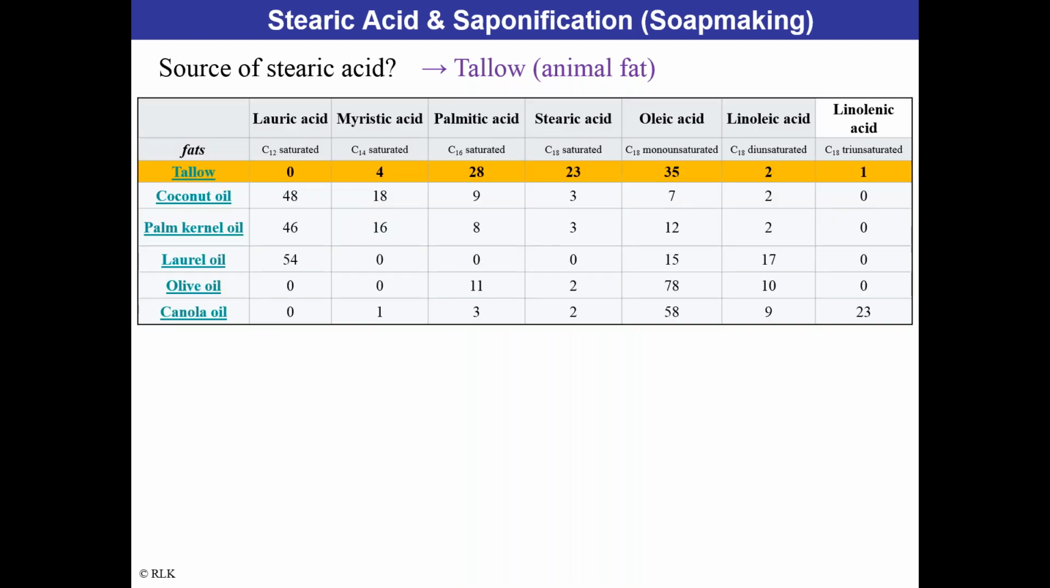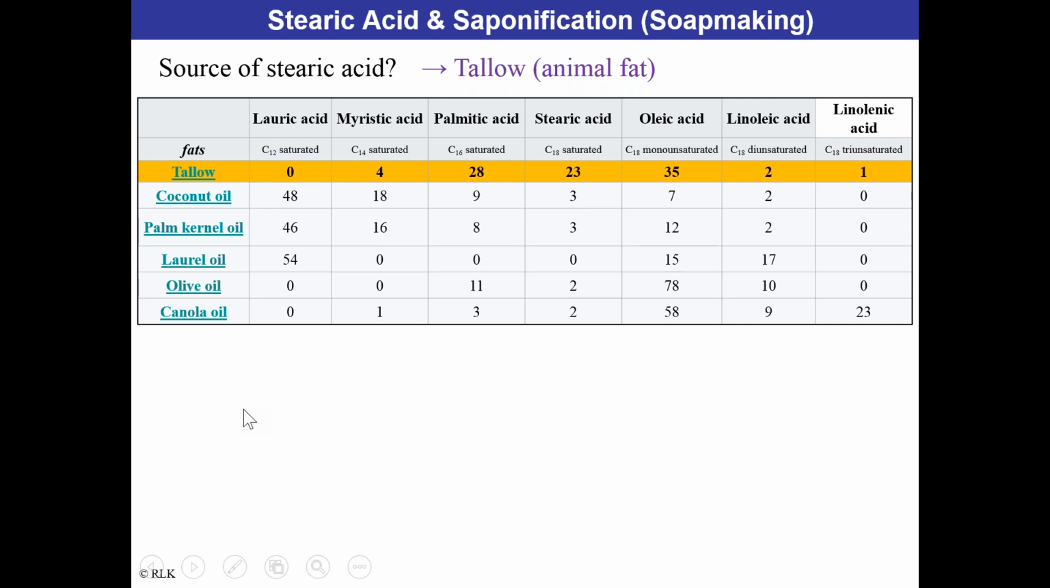So let's go back and talk a little more about stearic acid, because I think this is kind of interesting. If you've ever heard the term tallow, this is regarding animal fat, okay? And if I show you this chart here, I have all these different fats listed, right? You see it: tallow, coconut oil, palm kernel oil, laurel oil, olive oil, and canola oil. And all of these different types of oils, now that I'm telling you that tallow is specifically animal fat, you can also lump human fat into that as well.